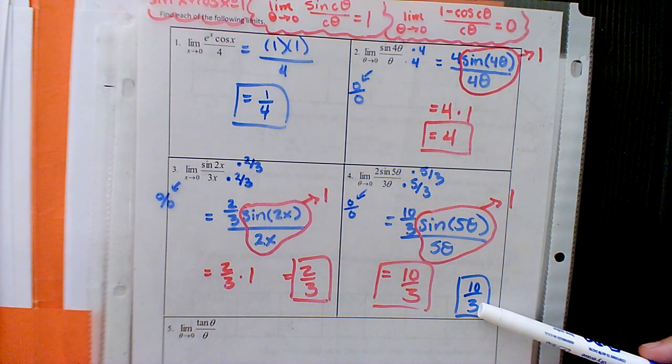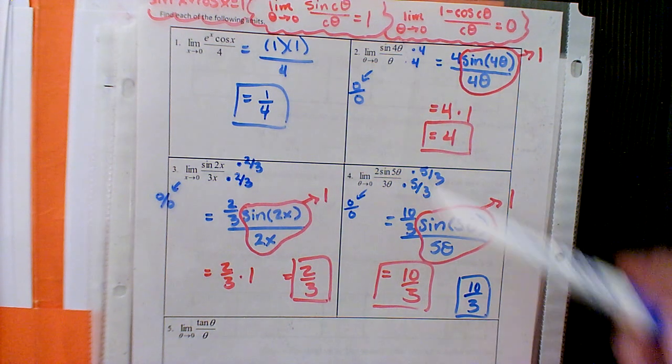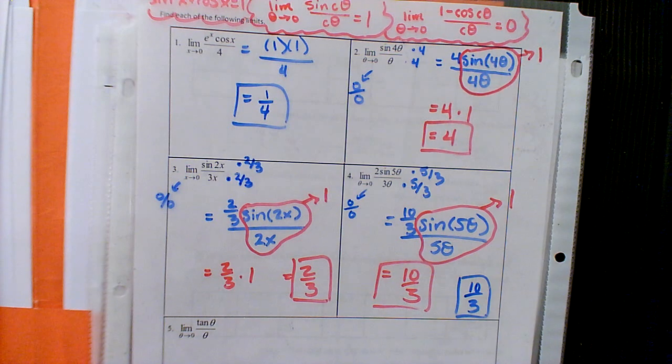Take a look at the last 3 we did, 2, 3, and 4. Take a look at the original equation. This answer was 4. This answer was 2 over 3. This answer was 10 over 3. Can you notice how the answer is related to the beginning equation? Do you see a pattern? What is it?